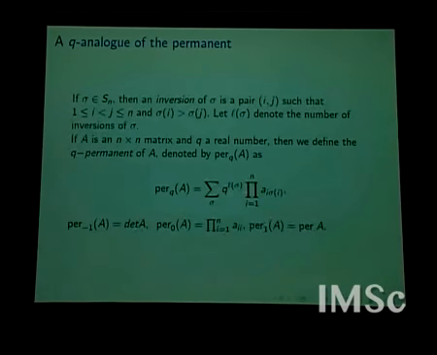In particular, this is a function which generalizes the determinant and the permanent. When q is equal to -1, you get the determinant. And when q is equal to 0, if you interpret 0 to the power 0 as 1, then you get only one term, and that is the main diagonal product. And at q equal to 1, you get the permanent. And it is well known that this function is also positive on positive semi-definite matrices.